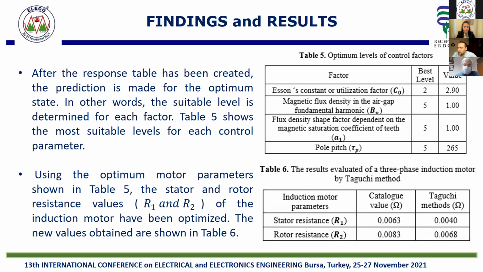Using the optimum motor parameters shown in table 5, the stator and rotor resistance values R1 and R2 of the induction motor have been optimized. The new values obtained are shown in table 6.